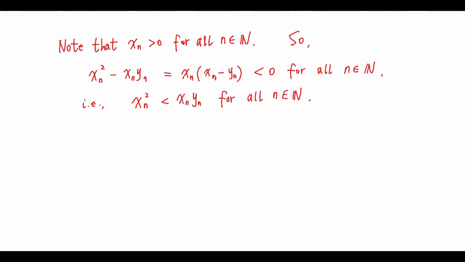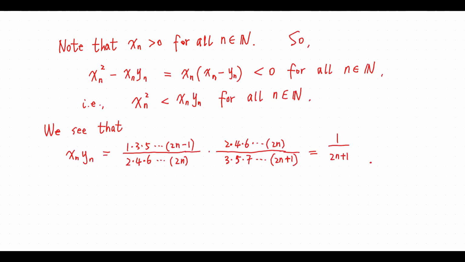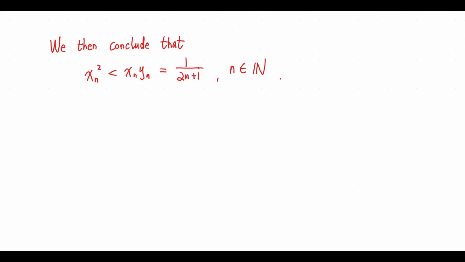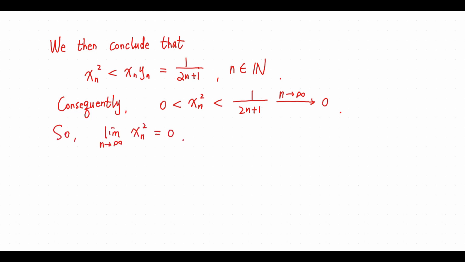So we have this inequality. Furthermore, we see that xn times yn equals 1 over 2n plus 1. We then conclude we have this one. Consequently, we have this inequality. Note that this limit is equal to 0. So the limit of xn squared equals 0.